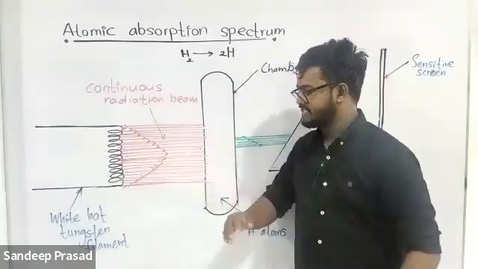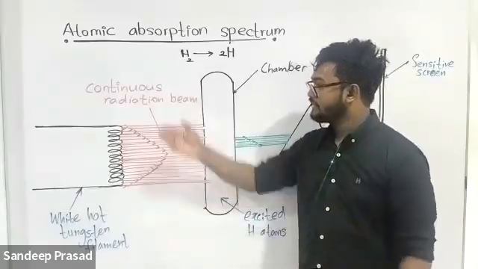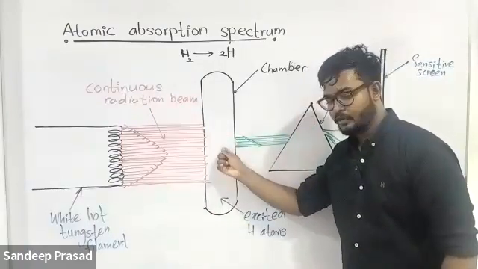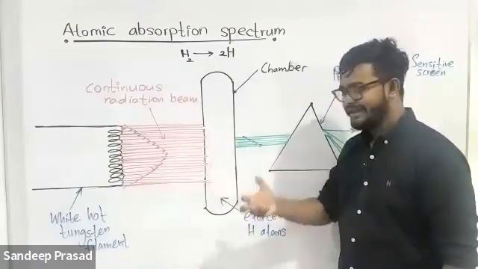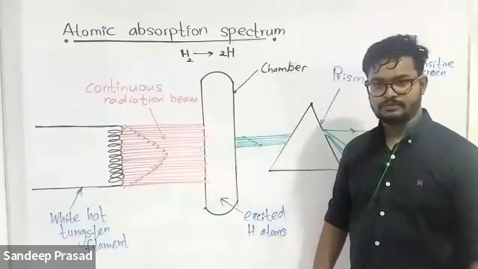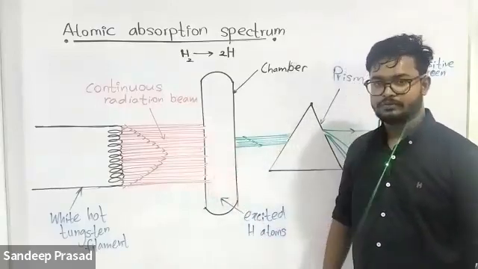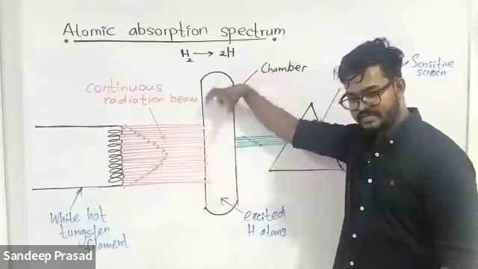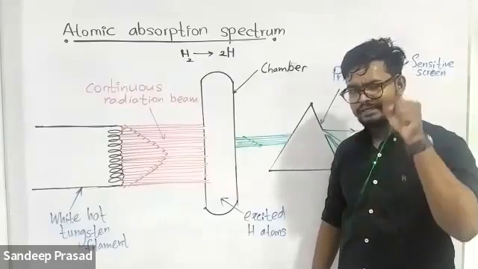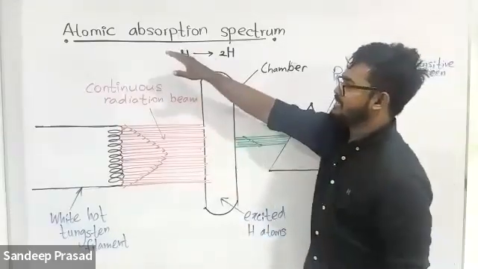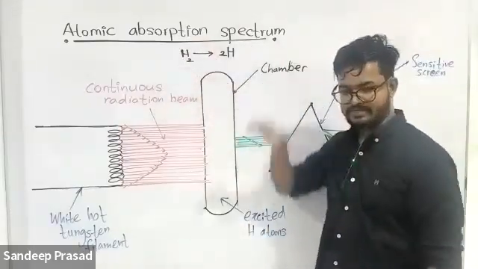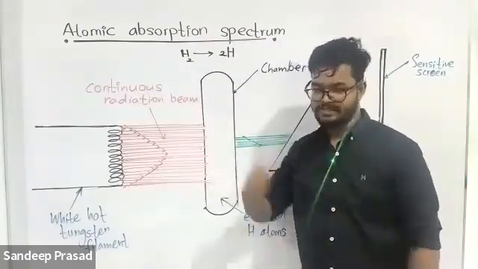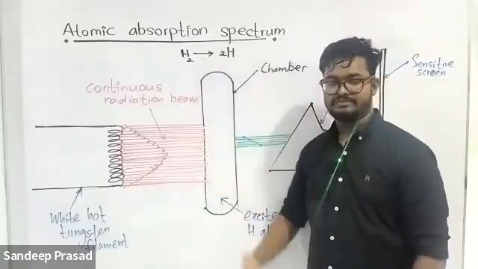Now what happened? The filament is emitting some energy radiations. All the energy radiations are included, a continuous radiation beam. Students, remember, now inside the chamber, I have inserted hydrogen gas molecules. What do you think? Our topic is atomic absorption spectrum. Atomic means atom. Which atom? Hydrogen atom, because we have used hydrogen here.